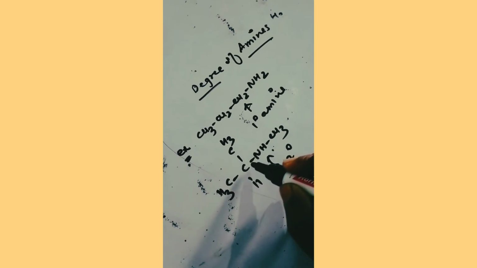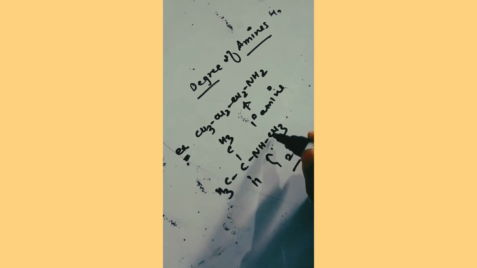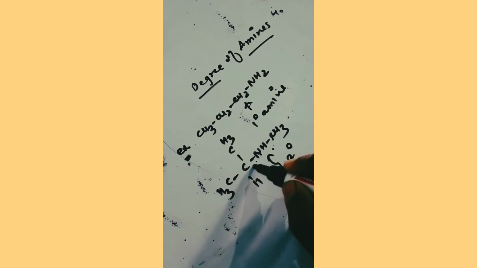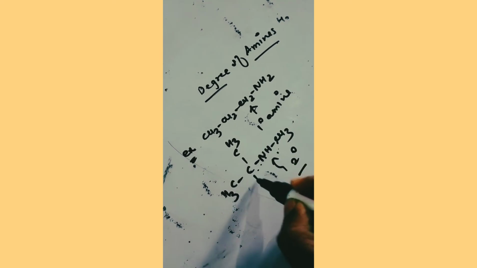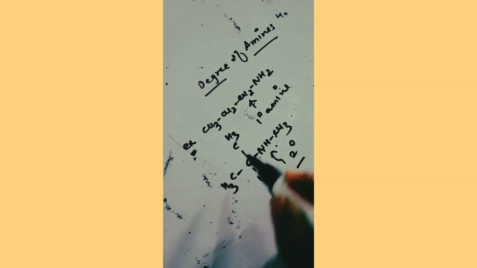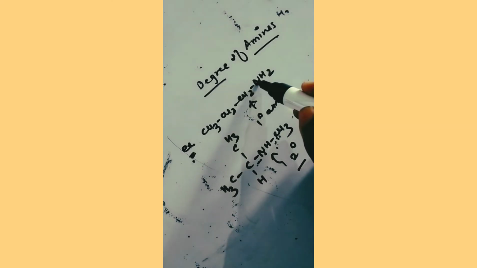Okay, so this one is secondary because this amine is attached to... if you see here, this is hydrogen. This nitrogen is attached to 2 carbons. So the degree will be 2, a 2 degree amine.